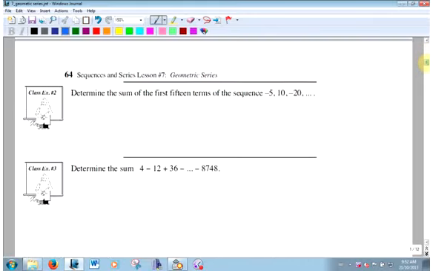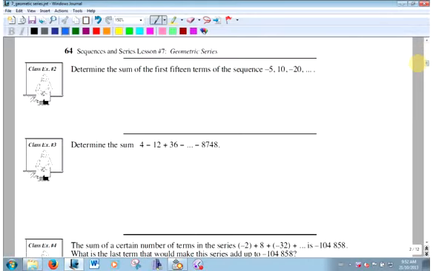So we've got a couple of formulas, a couple of examples. Like I said, it should be pretty straightforward. We're getting the hang of this stuff. Most of us are getting some pretty good marks on our quizzes. Determine the sum of the first 15 terms of this sequence. What are we given here right off the bat? I want to know the sum. Let's write both of our formulas down here.